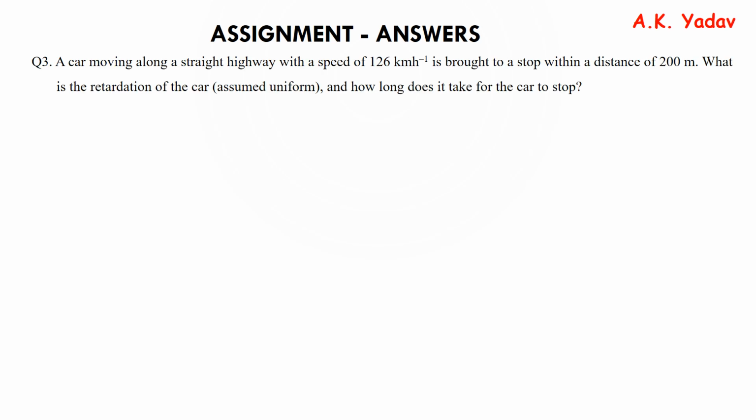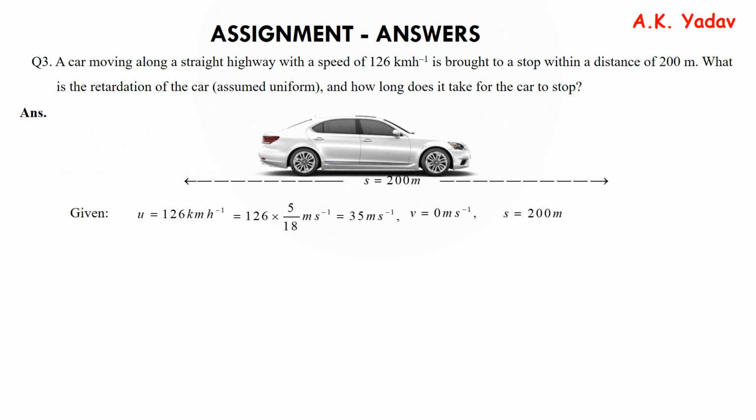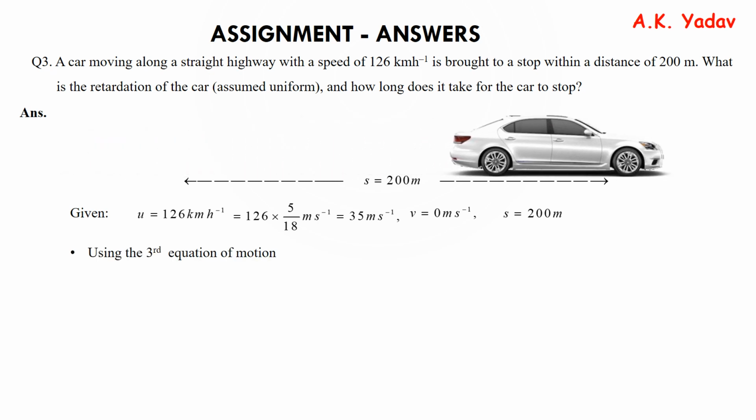Question number 3. A car moving along a straight highway with a speed of 126 km per hour is brought to rest within a distance of 200 meter. What is the retardation of the car and how long does it take for the car to stop? So u is given 126 km per hour, that is 35 meter per second. v is 0 because it stops. s is 200 meter. So this is the car moving with 126 km per hour. In 200 meter it stops.